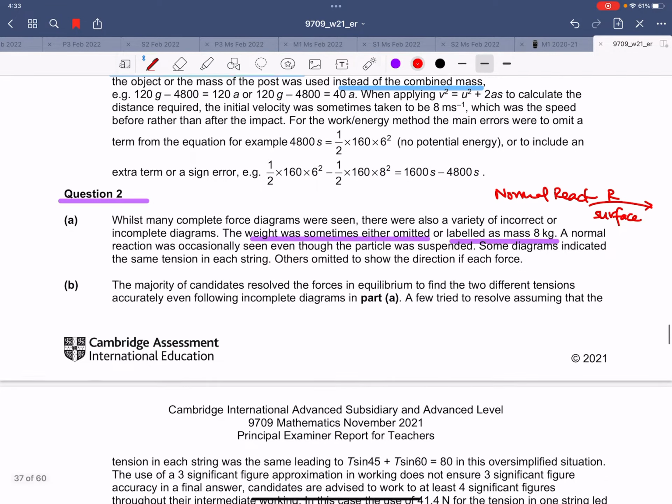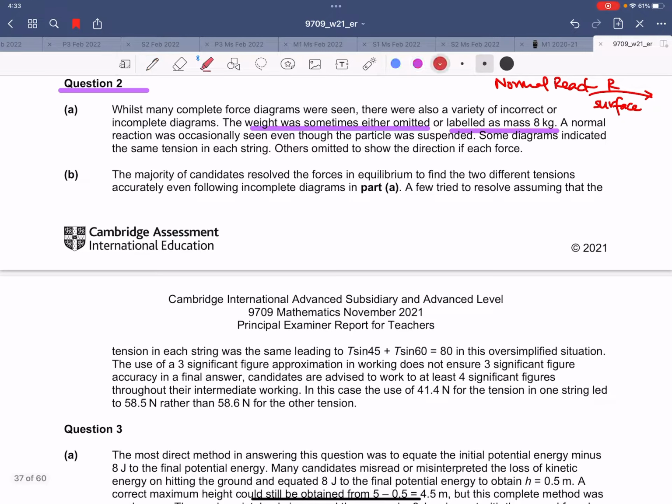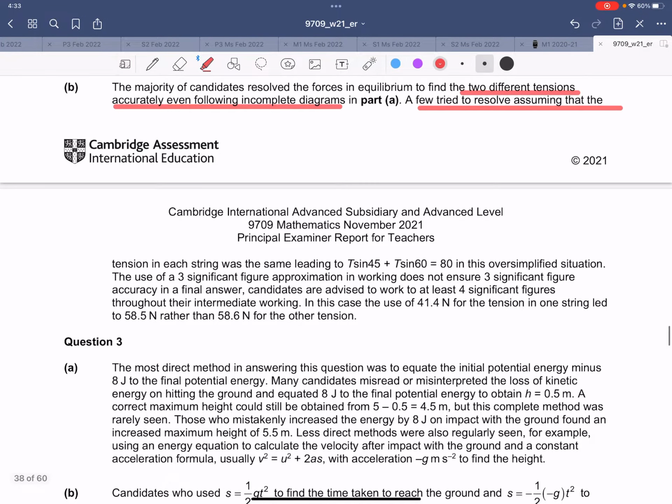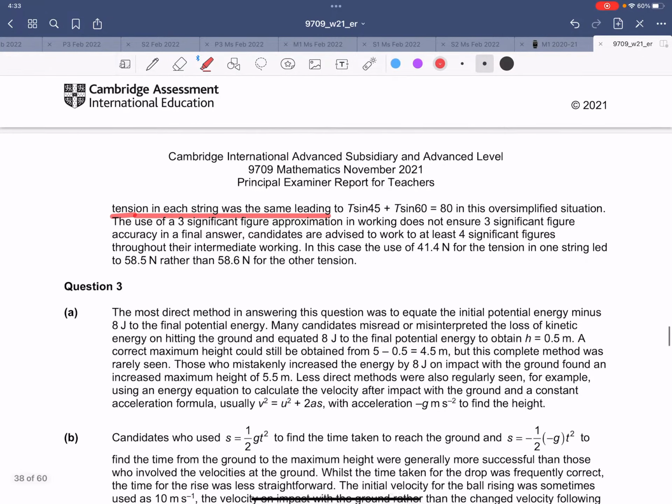The majority of candidates resolved the forces in equilibrium to find two different tensions accurately, even following an incomplete diagram. I don't know how that's possible. A few tried to resolve assuming that the tension in each string was the same. And what else was there? More or less this thing.